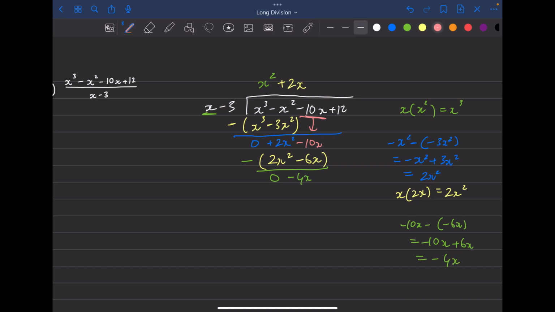And now from here, we have one more term on top, so let's bring that down once again. So plus 12. From here, let's focus on the highest power again, which is x.